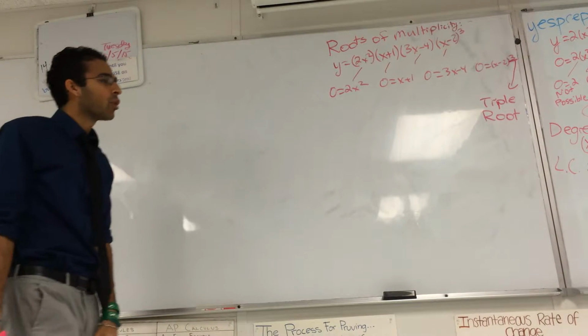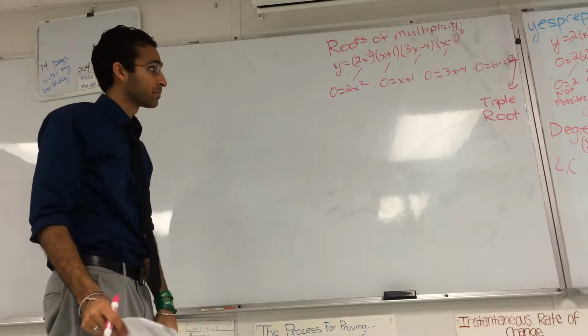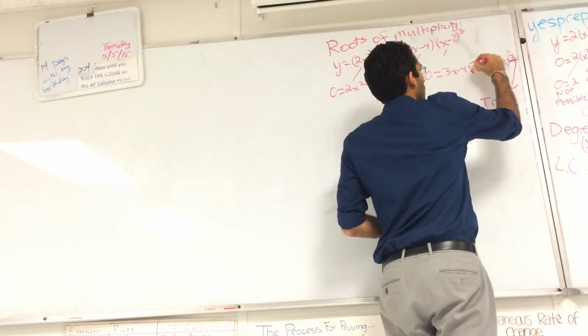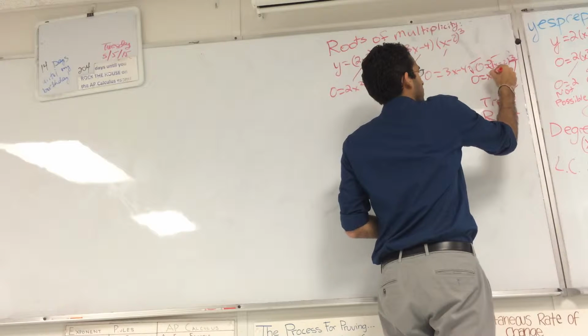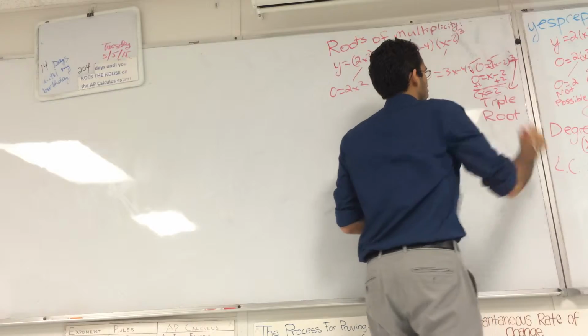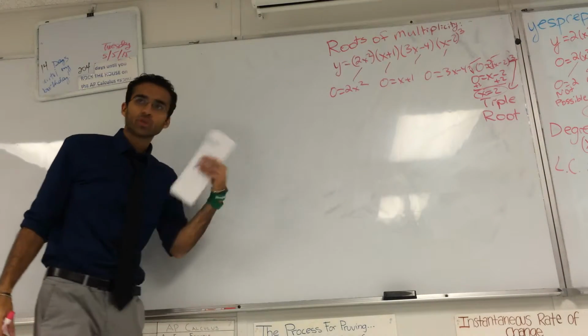Okay. We call this a triple root. So we solve it the same way. We take the cube root of both sides. We say 0 equals x minus 2. We add 2 to both sides, and we have x equals 2. That's the root. But this is a triple root.